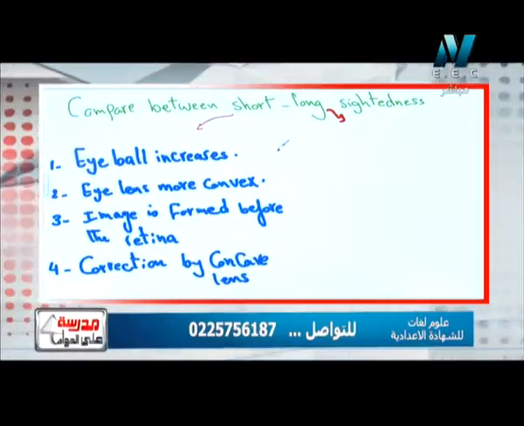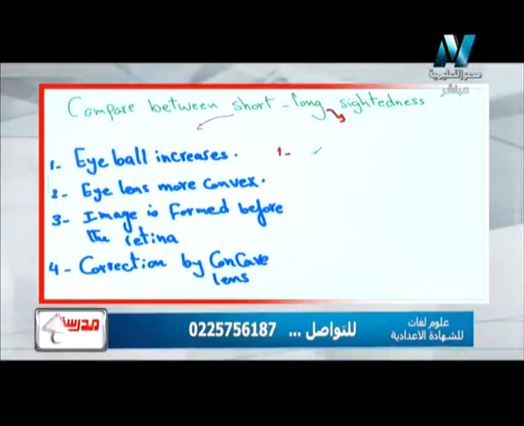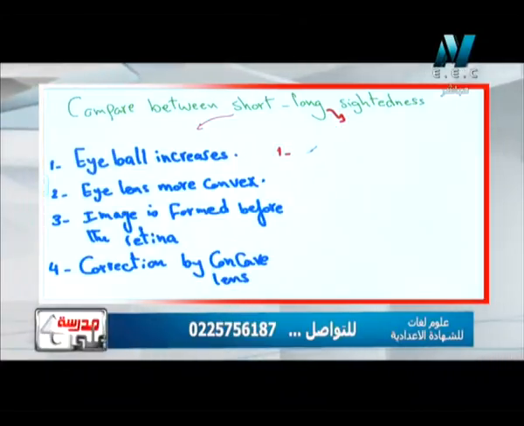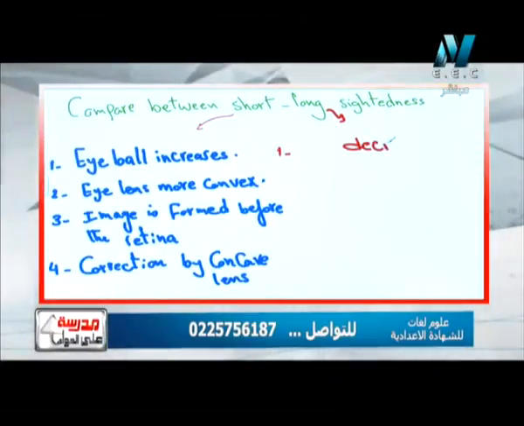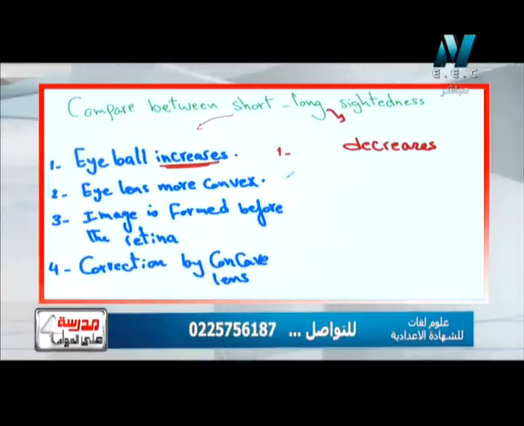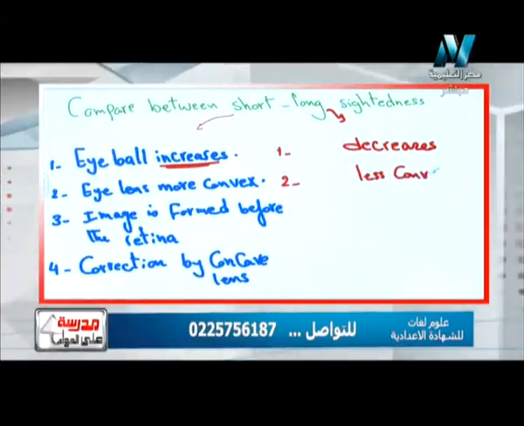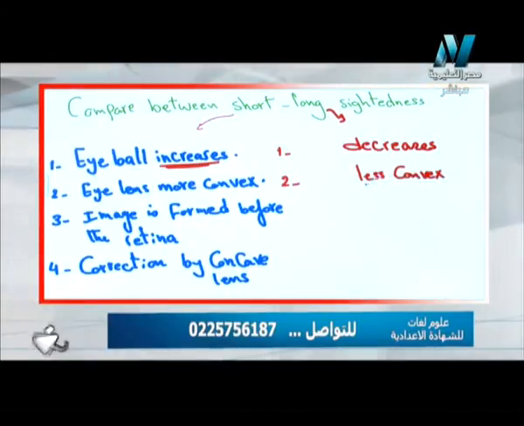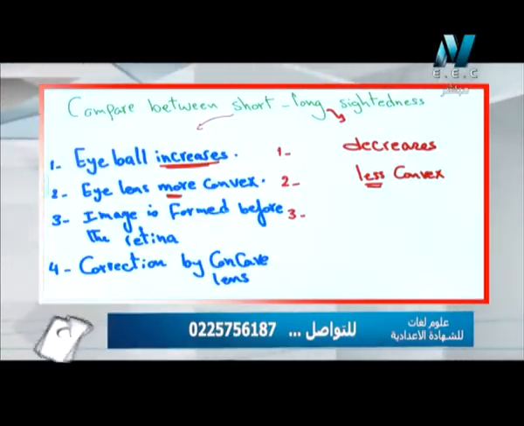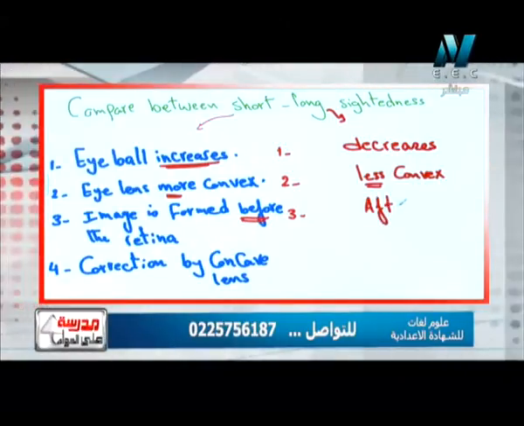Number one, most people more than 40 years old may get long-sightedness. Here the eyeball decreases. So if the eyeball decreases, as here increases, here decreases. Number two, the eye lens is less convex, not more convex. Less. Here we have more convex. So the image is formed here before the retina. Here the image is formed after the retina.